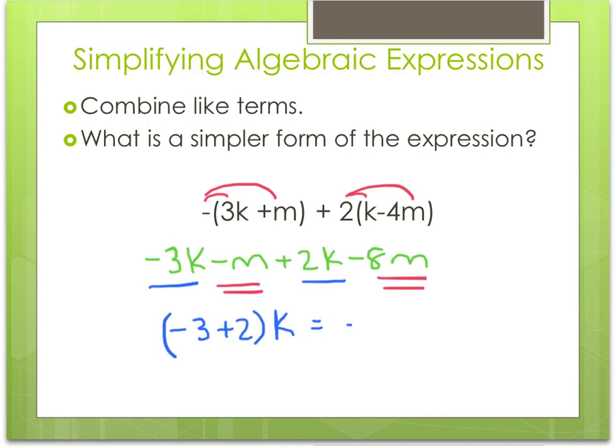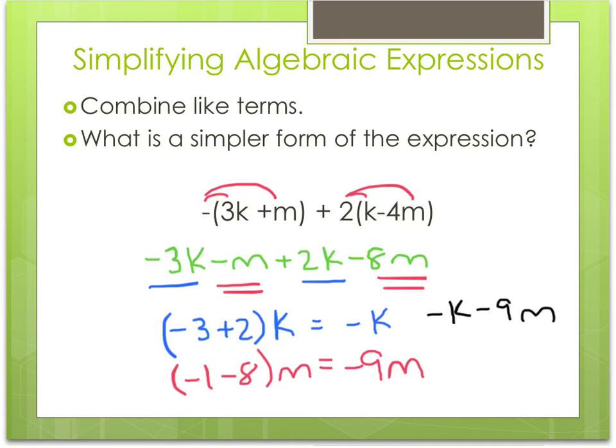That's just going to be a negative k. And then factoring out that m there, I have a negative 1 minus 8m. So I'm going to have negative 9m. So putting those together into one simplified expression, I get negative k minus 9m as my simplified form.